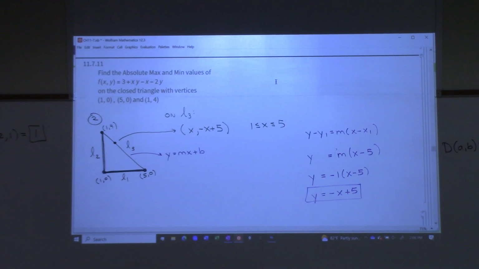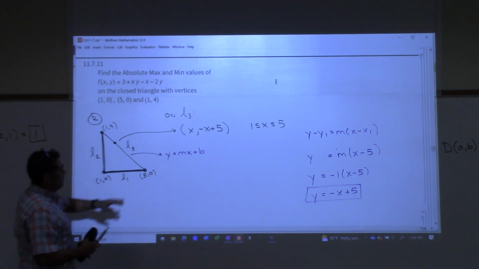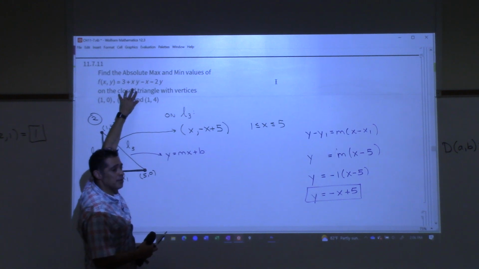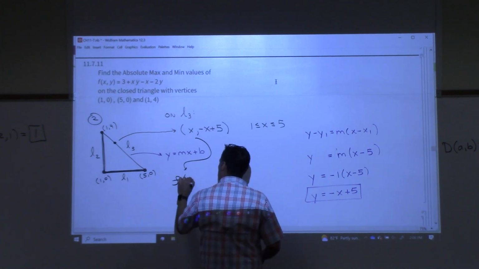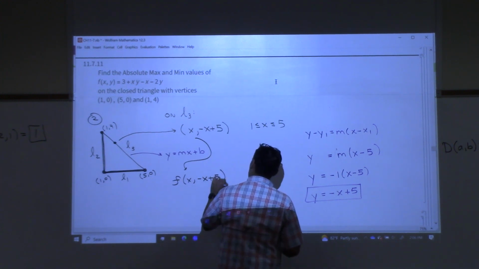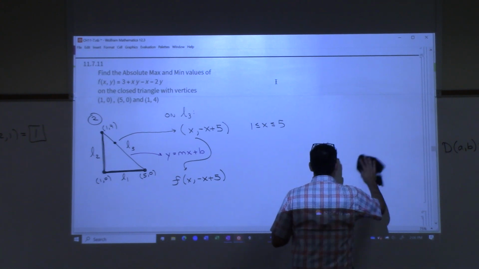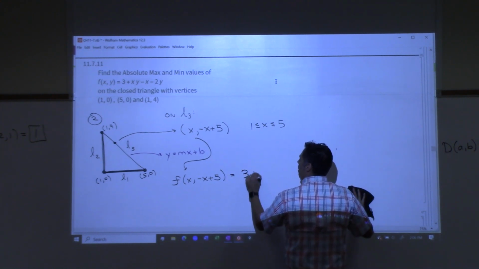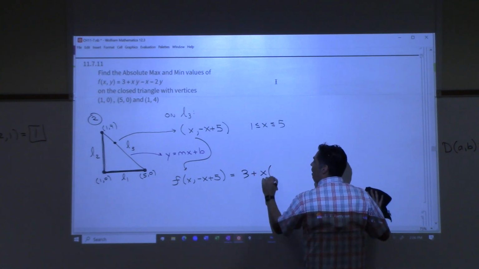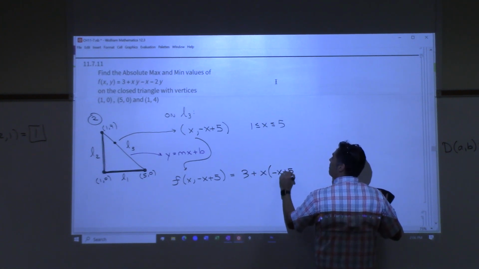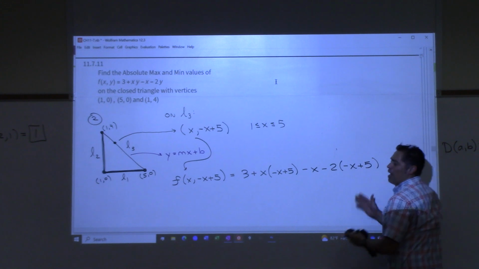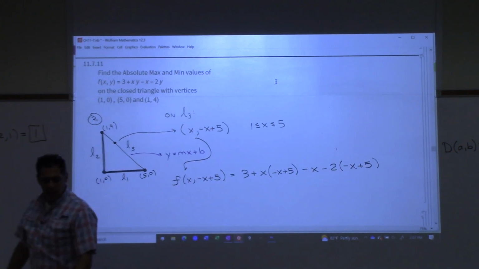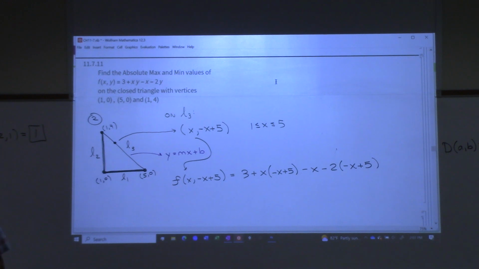Now I'm going to do what I did before. I'm going to take that point and ask, what happens if I take something that looks like that and plug it into the original function? What do I get? So skipping down to here, if I plug that format into the original function, I get 3 plus x, where x stays x but my y's are being replaced with negative x plus 5, and then minus x, and then minus 2 times negative x plus 5. That's me rewriting the entire original function, leaving all x's alone and replacing all y's with that linear function that I got.